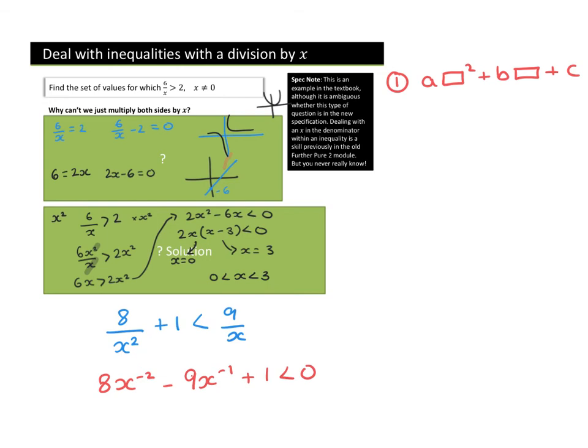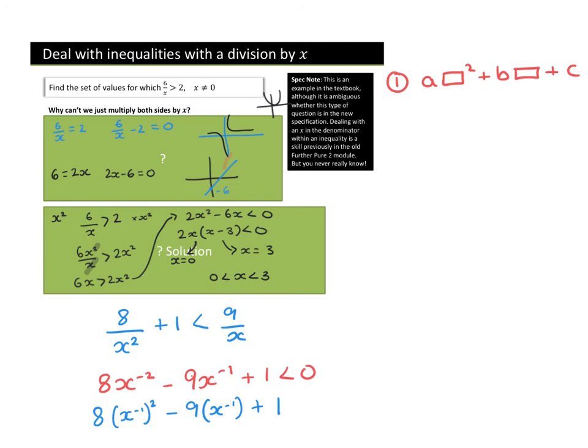But if we have a look, I can rewrite this as 8 lots of x to the minus 1 squared minus 9 lots of x to the power of minus 1 plus 1. This is a hidden quadratic. We have a function squared plus or minus that function plus a constant. This is a hidden quadratic, and we need to make sure that when we're looking at these types of questions, that we are focusing on the hidden quadratic, okay?